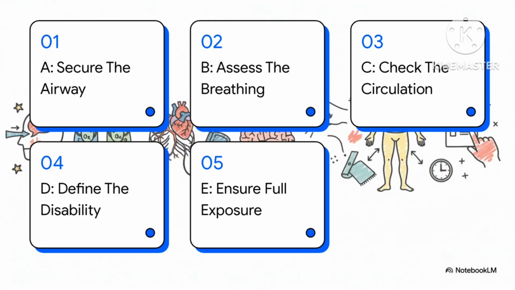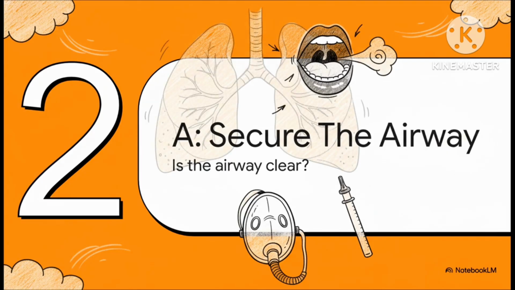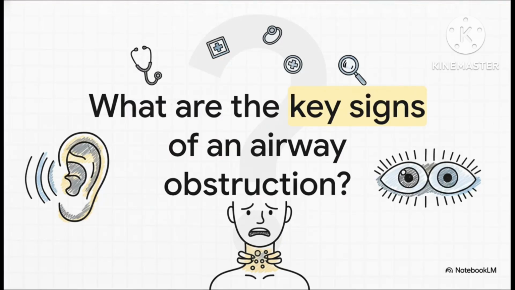We're going to walk through each letter of this mnemonic, all the way from A to E. For each one, we'll cover what to look for, what it means, and most importantly, what you need to do about it. Okay, first up, and this is without a doubt the most critical step. A is for airway. The first question you have to answer is: is their airway open, and can they keep it that way? So, what exactly are you looking and listening for?